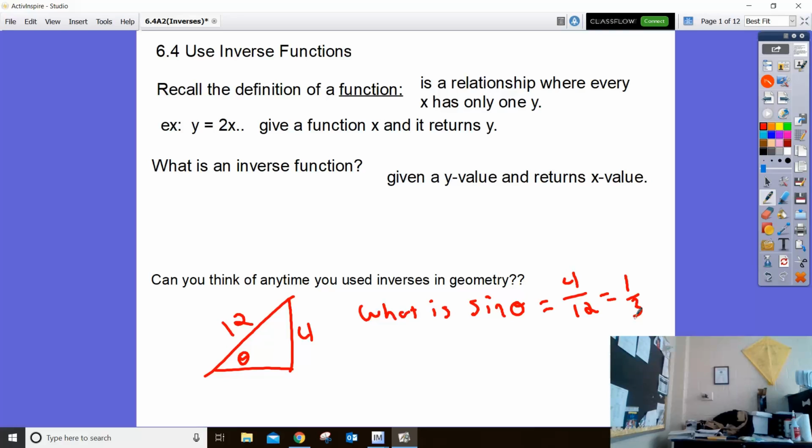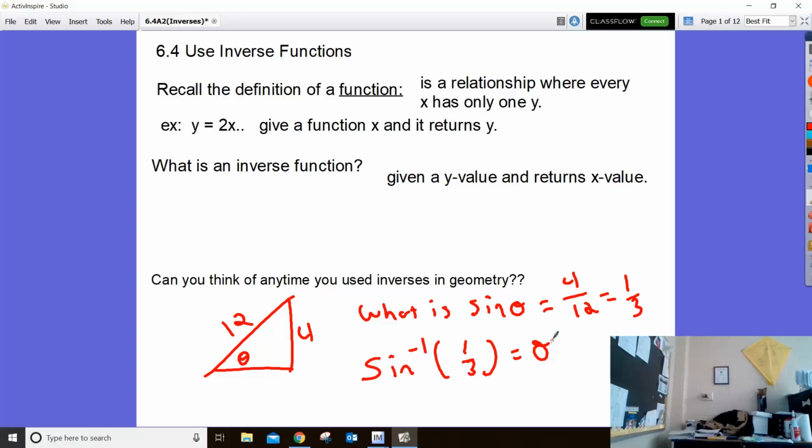Anyways, the sine of theta was 1/3 after reducing. How do you find theta? What's the opposite of the sine function? Inverse. Yes. You used the inverse last year. Sine to the negative first power of 1/3. This is how you found the angle. You used that last year in geometry.